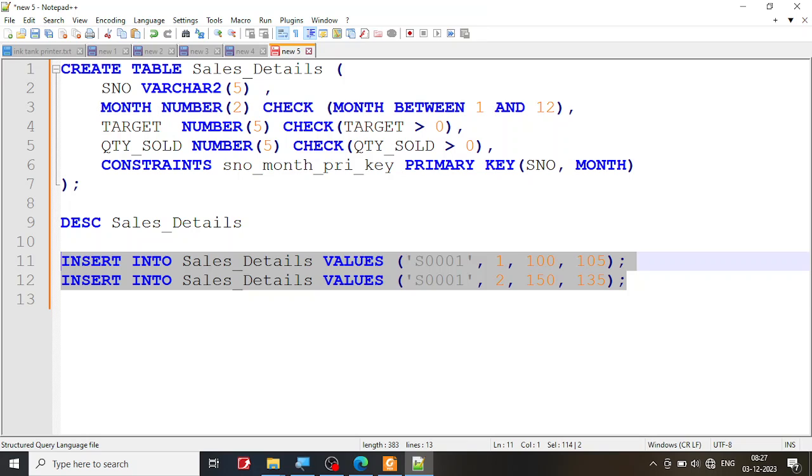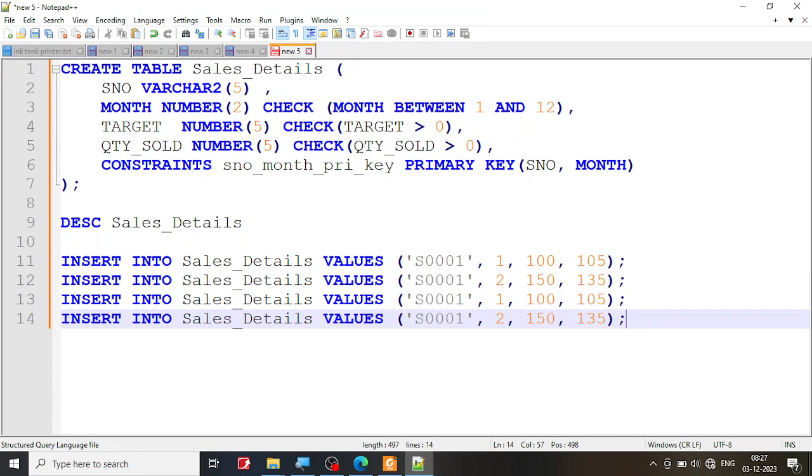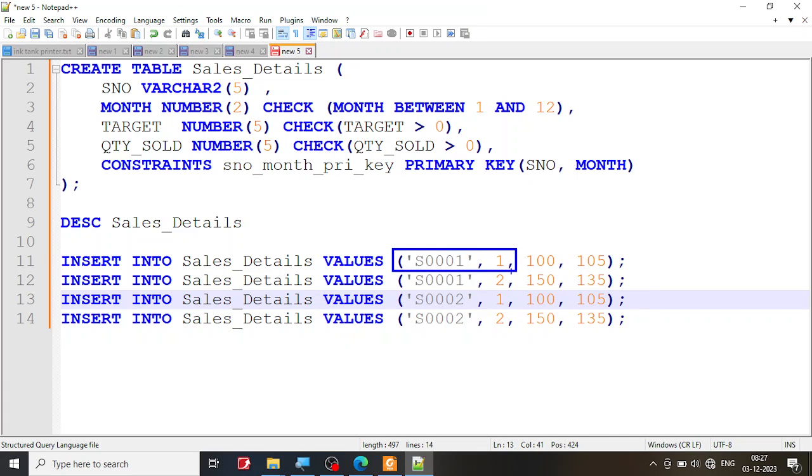Now let me copy these two and paste them. If I run this, I'm going to get an error message, because you notice there is a repetition of the primary key here. This is repeating and this is also repeating, so that is not allowed. When you have a primary key, see to it that together they are unique. If you say this is S001, comma 1, and this one is S002, comma 1, they are not the same. Even though this part is the same, here this is 2 and this is 1.